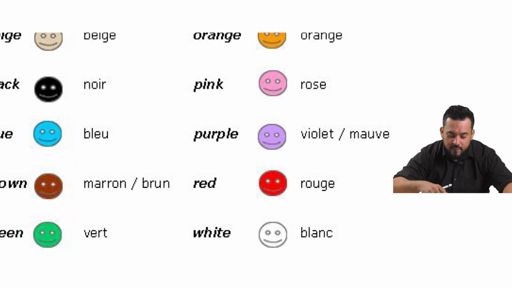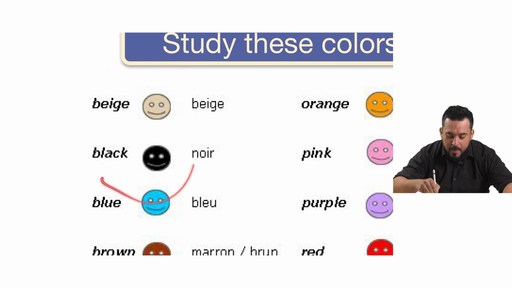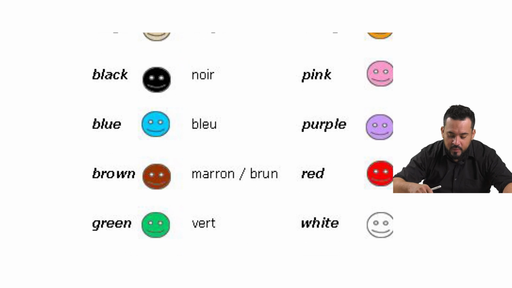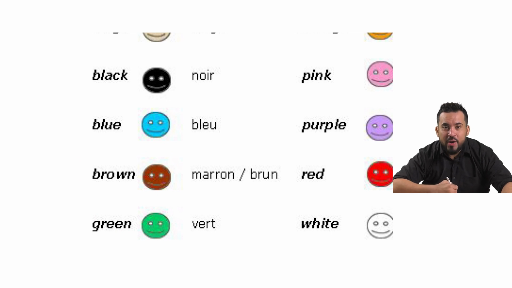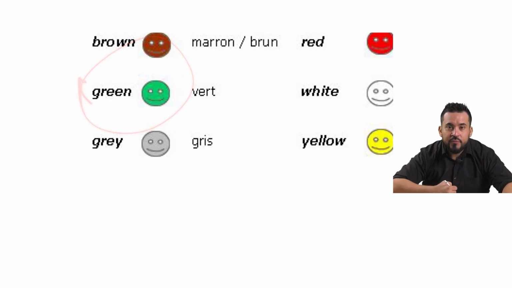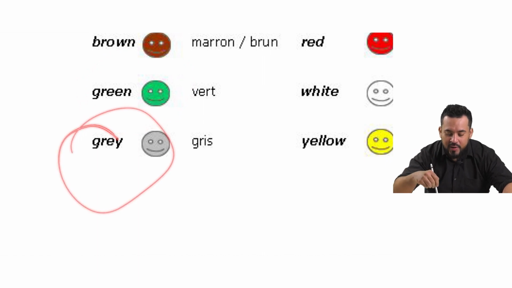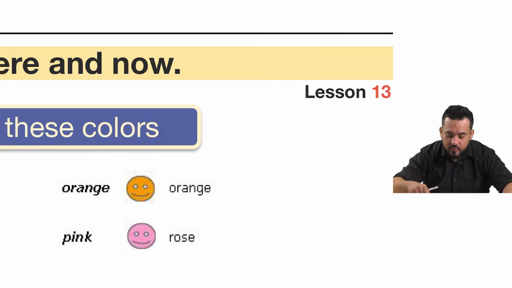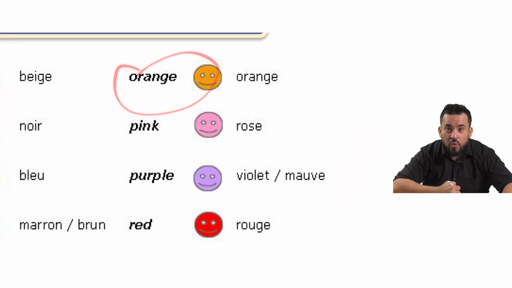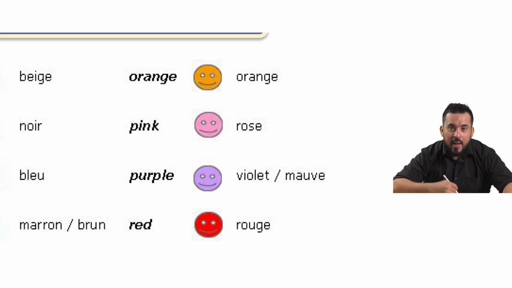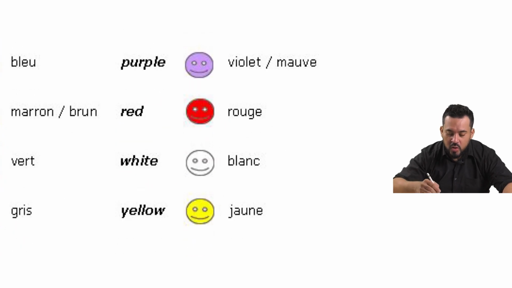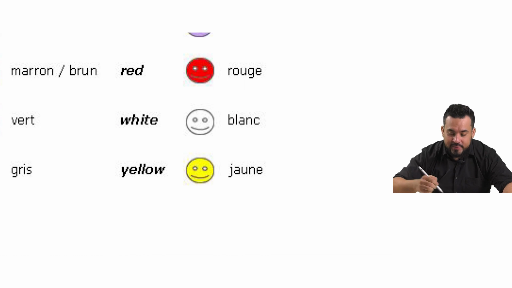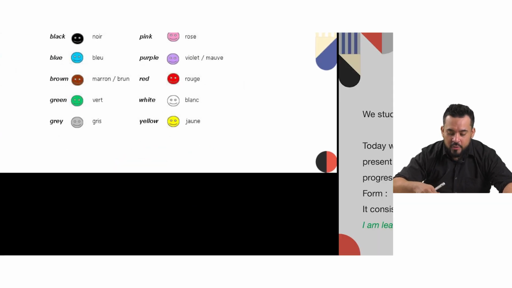Beige. Black. Blue. Brown. Green. Gray. Orange. Pink. Purple. Red. White. Yellow.